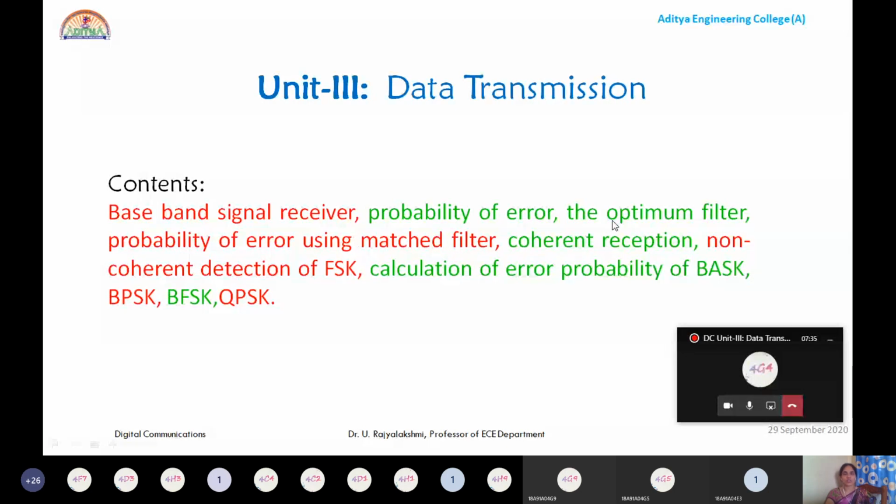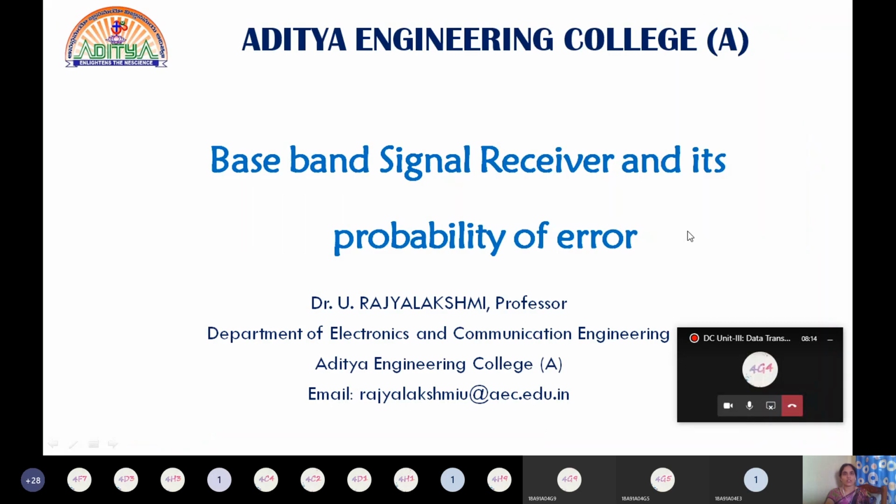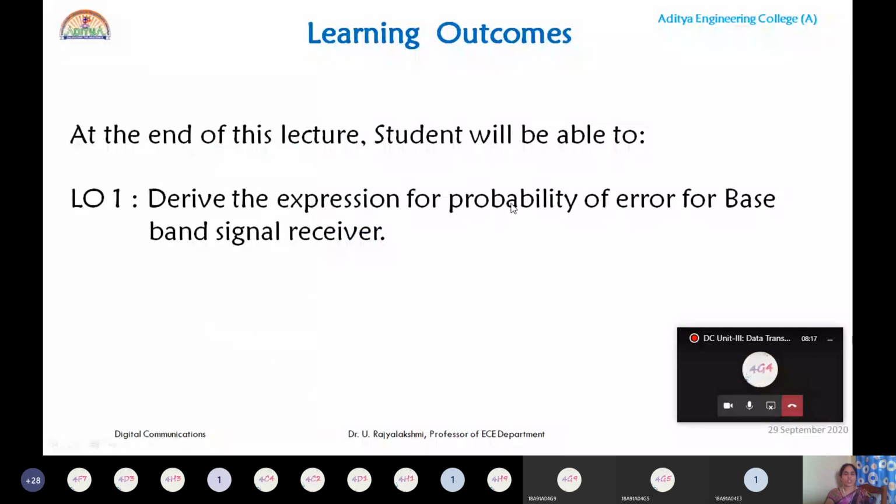So two kinds of filters we'll study here: one is the optimum filter and the other is the matched filter response. Then we'll calculate the error probability for amplitude shift keying, phase shift keying, frequency shift keying, and quadrature phase shift keying. Now coming to the baseband signal receiver, in today's session let us calculate the signal to noise ratio for the output signal if we use a baseband signal receiver. If time permits, we can continue with the probability of error. Let us go through the outcomes here.